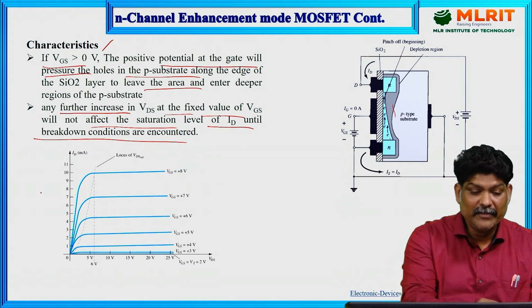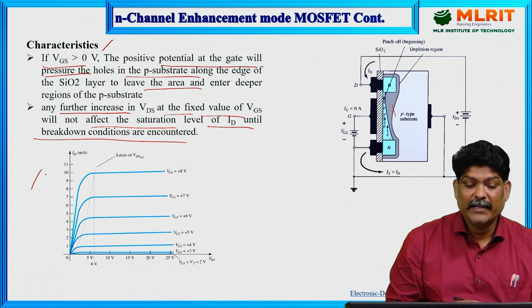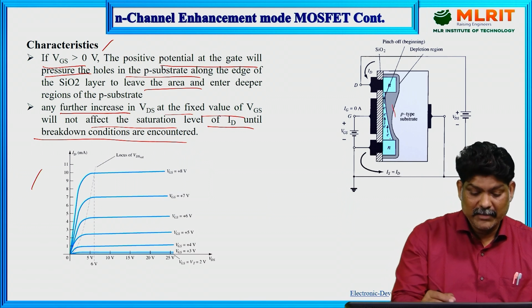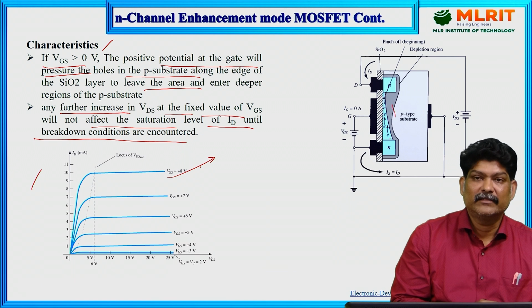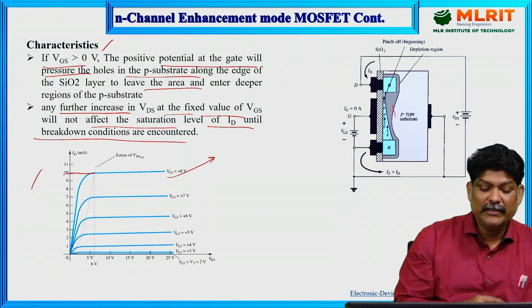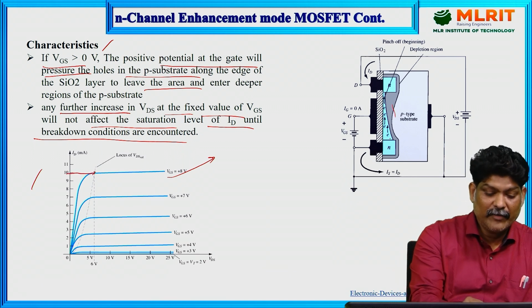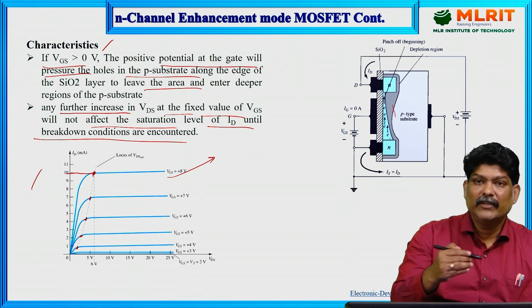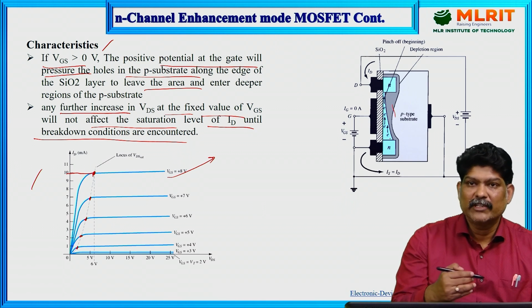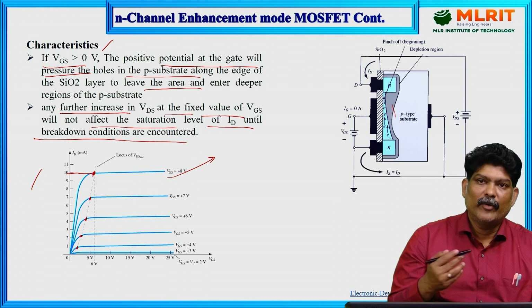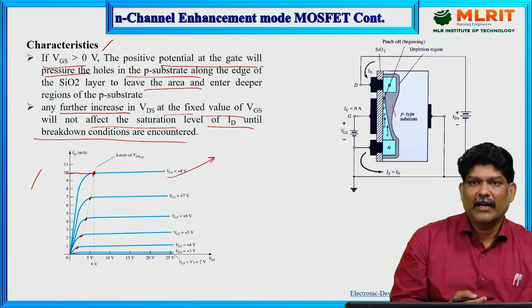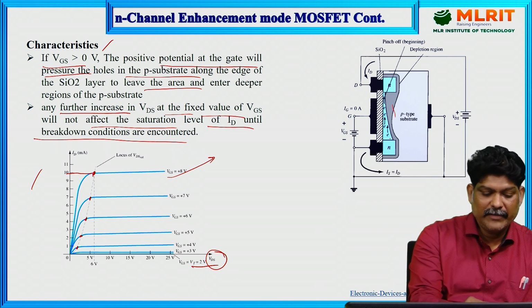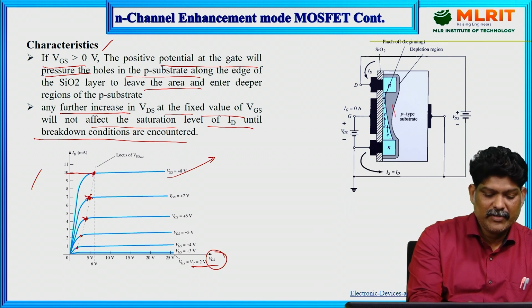If you observe the VI characteristics of this N-channel enhancement mode MOSFET, see here, if a positive voltage is given, correspondingly ID increases. And when we decrease the gate to source voltage, the positive voltages, then obviously the pinch off condition occurs early in VDS. So if you observe, this is the pinch off condition.